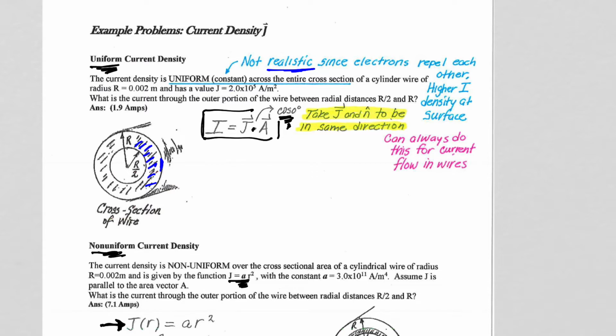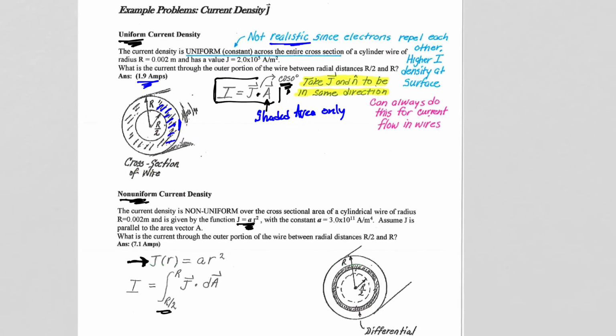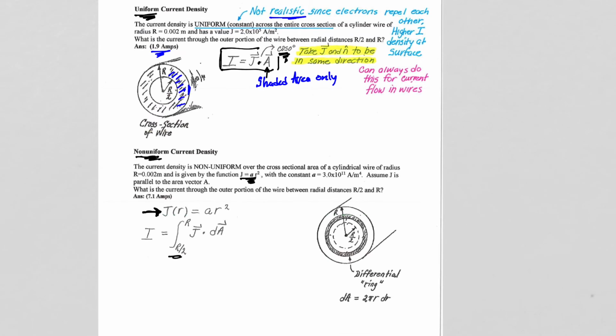You have a little bit of math to do here. You have to calculate just the blue shaded area, so shaded area only. Plug in the numbers you were given, and you can then see if you calculate the 1.9 amps. If you want to do that, pause the video, and then we can look at the solutions together later on.